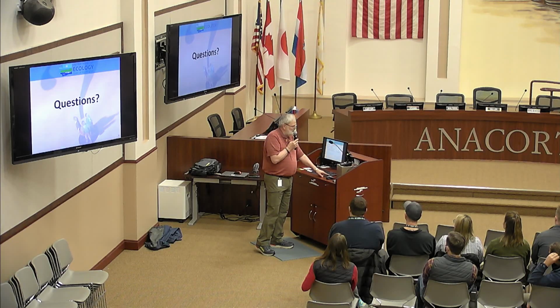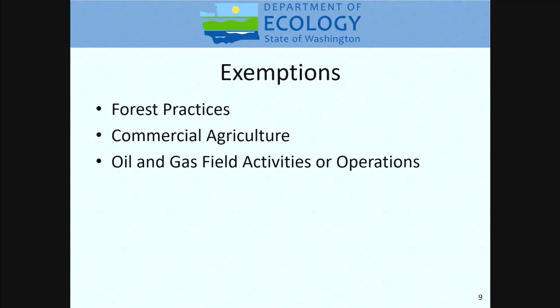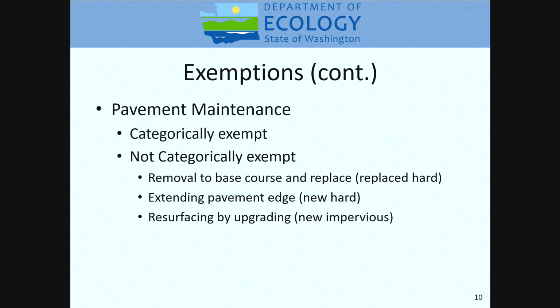Okay, we can get to another subject here. Oh, exemptions. One of my favorite topics. So exemptions to having projects that don't have to meet the minimum requirements that are in the manual. And so they start out with some that are fully exempt: forest practices, commercial agricultural, and oil and gas field activities or operations. Those are fully defined as being exempt from having to meet stormwater requirements. Pavement maintenance. Some types of pavement maintenance are categorically exempt.